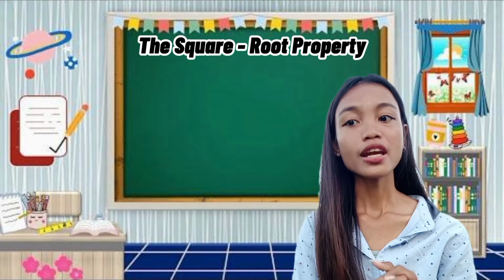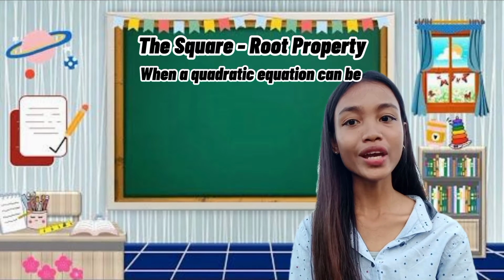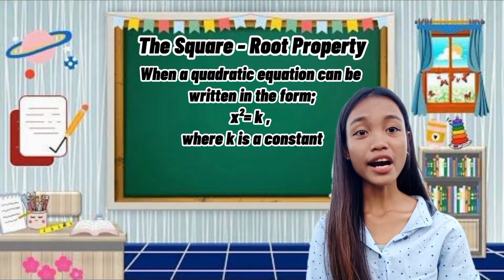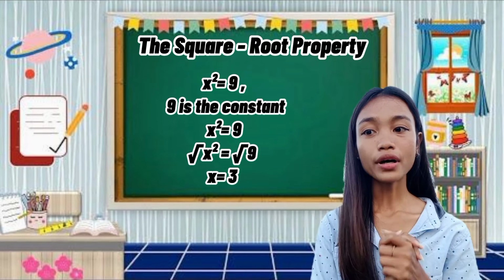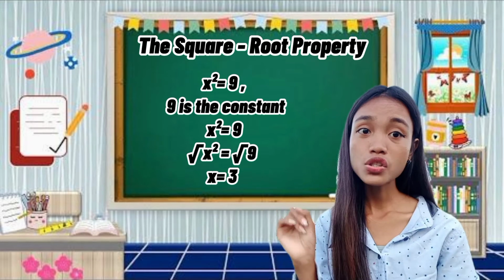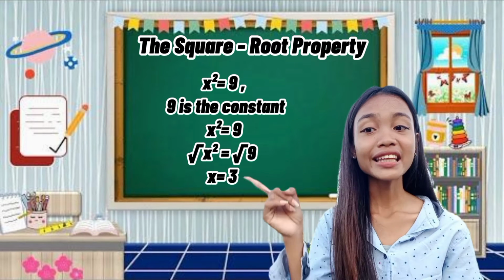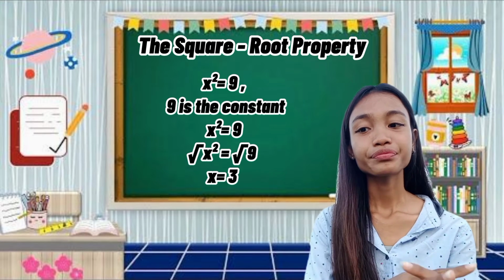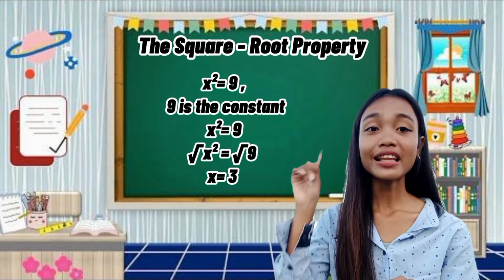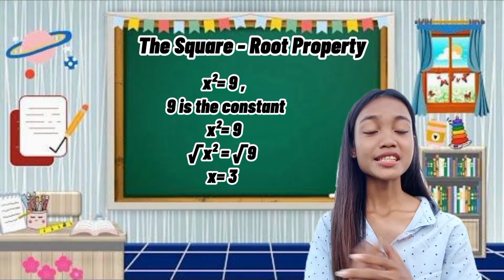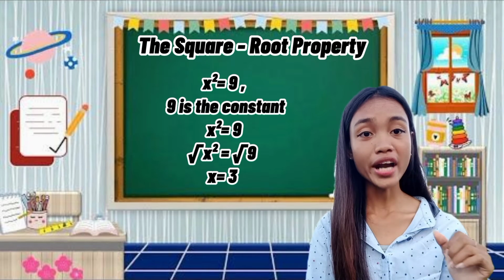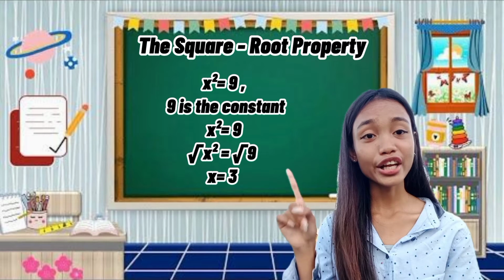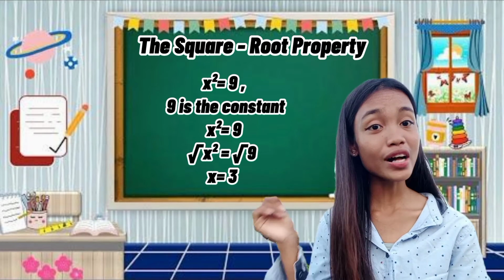Next we'll solve quadratic equations using the square root property. When a quadratic equation can be written in the form x squared equals k, where k is a constant. For example, we have x squared is equal to 9. So the 9 is the constant here. We have to put radicals on the left side and on the right side. The square root of x squared is x, and the square root of 9 is 3. So we have x is equal to 3.